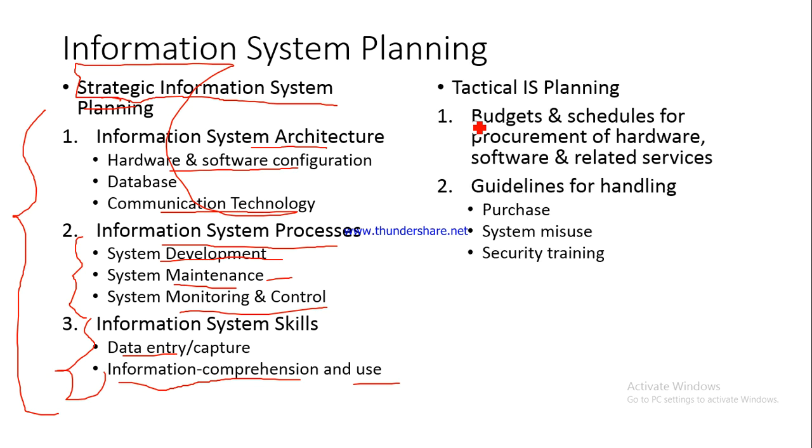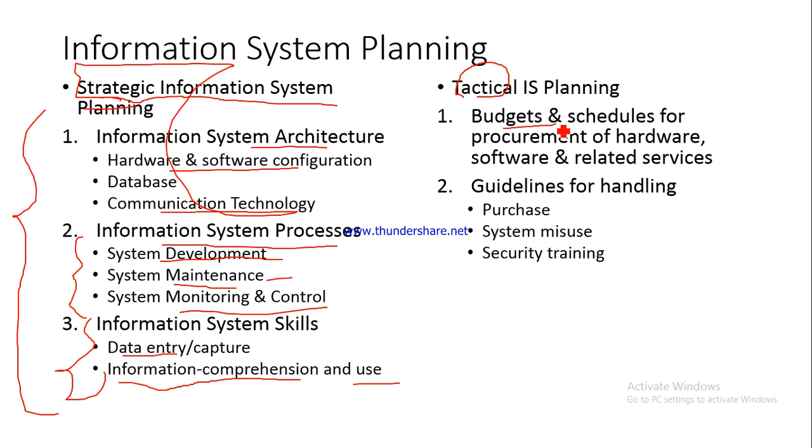Now let us talk about the tactical information system planning. Now what do we mean by tactical? We are talking of the medium term, right? Medium term means maybe somewhere around 3 years, 1 year to 3 years to 4 or 5 years. This probably would be known as medium term tactical, and that is why we call them tactical IS planning.